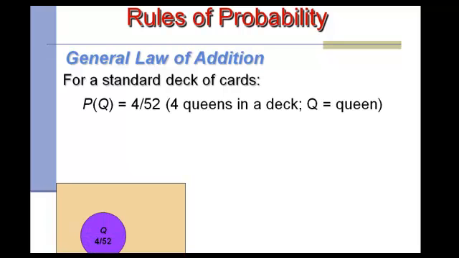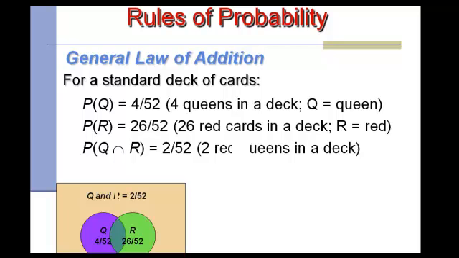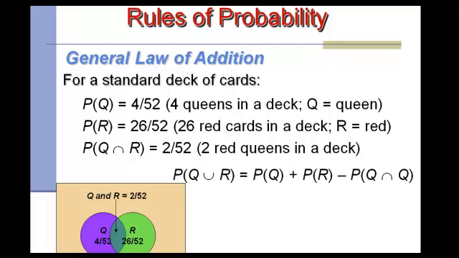Let me give a few examples here with standard decks of cards. First of all, here's my Venn diagram, and I'm going to have this event Q being drawing a queen. If you know anything about playing cards, a 52 card playing deck, then you know that there are 4 queens in the deck. So the probability of drawing a queen is 4 out of 52. The probability of drawing a red card, well, there are 26 red cards in a deck of 52. So the probability of drawing a red card is 26 out of 52.